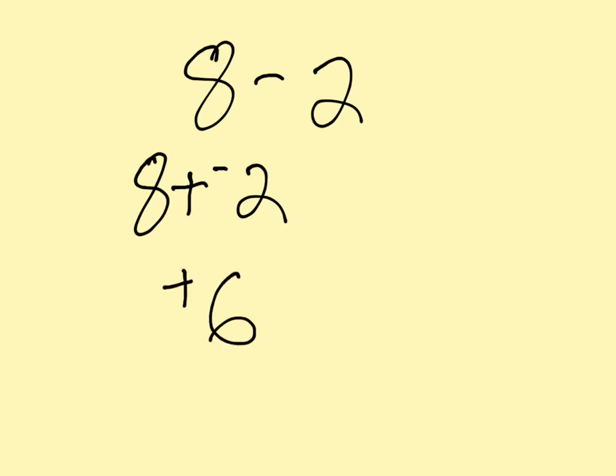So the nice thing about this method is it may cause more work, but you will always get the right answer if you don't make an arithmetic mistake. So, lots of ways to do this. Remember that the operation gets tied to the number immediately following it.